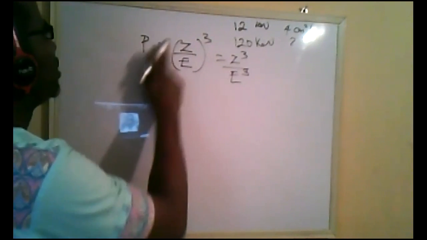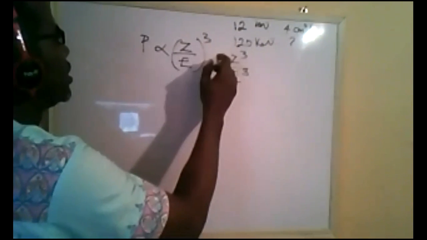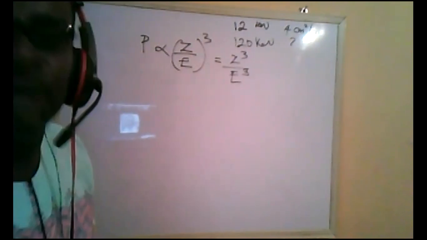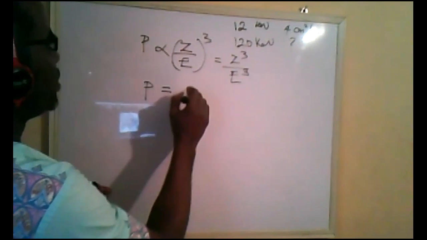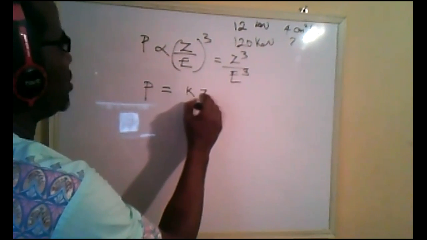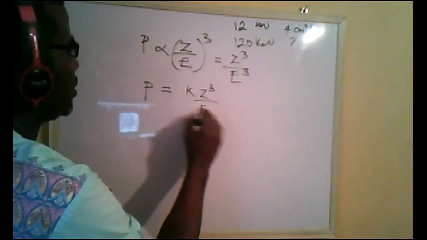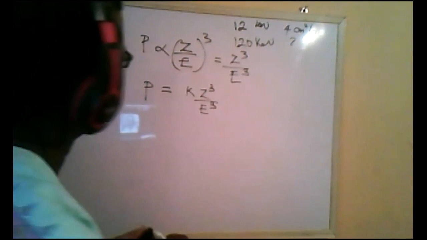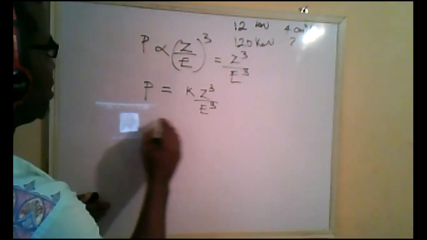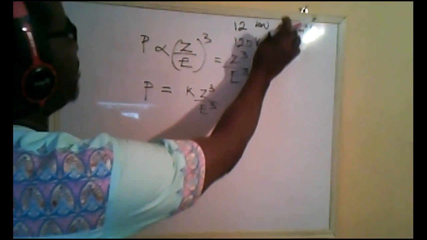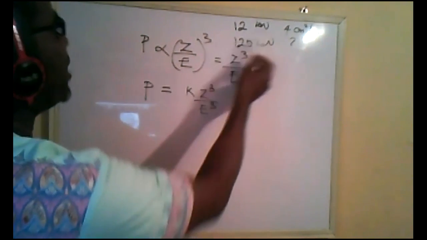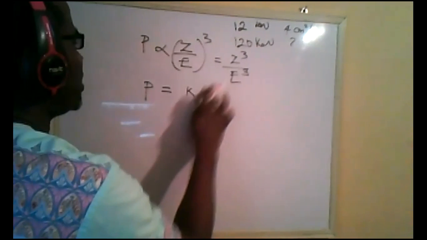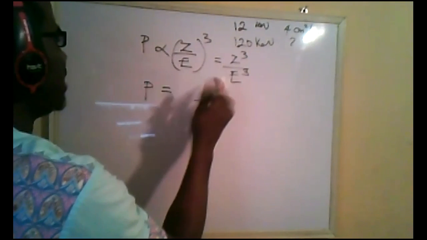Directly proportional anyway. So if we now bring in a proportionality constant, which is K, then Z cubed over E cubed. So therefore, we are looking at K and we are not looking at energy. Energy is there, but we are looking for the same Z, so we might forget about this E for Z. We are looking at the same Z.